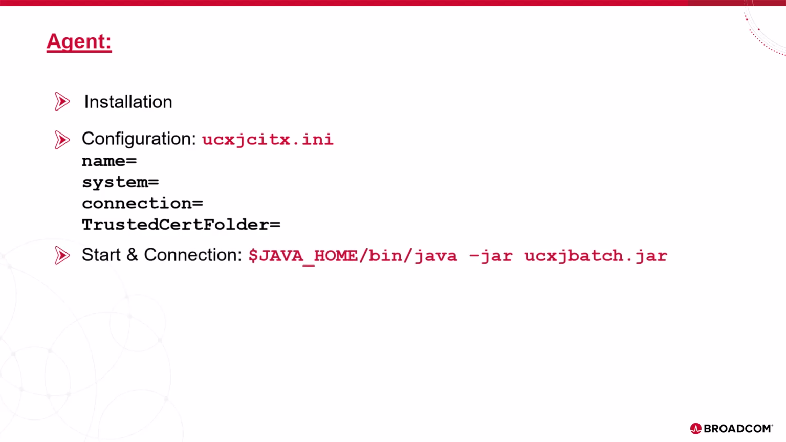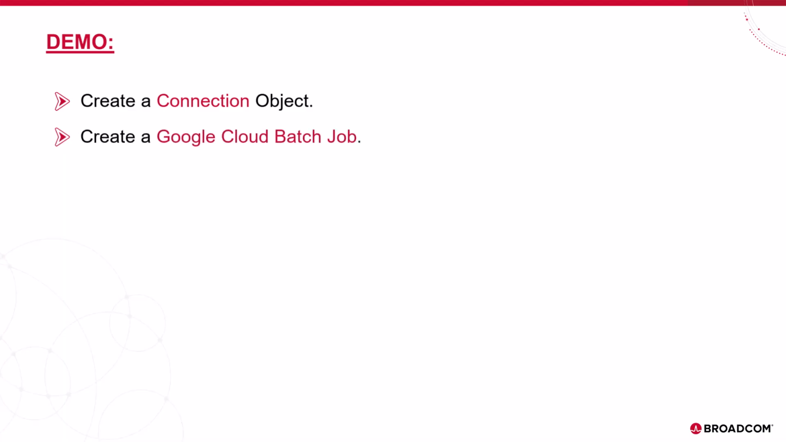The agent connects to the AE and deploys the object templates needed to support the integration, the CON or connection object, and the Google Cloud Batch create job. In our demo, we will create a connection object. Once we have established the connection to the Google Cloud Batch environment, we'll create a Google Cloud Batch job. Finally, we'll execute and supervise the job.